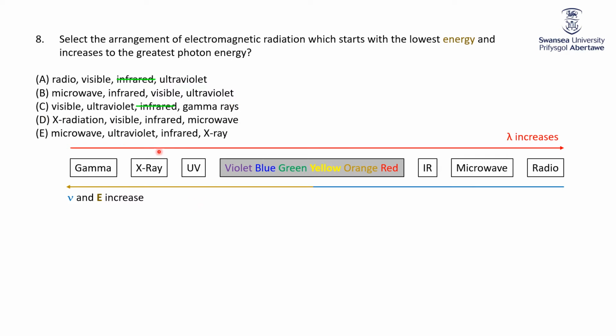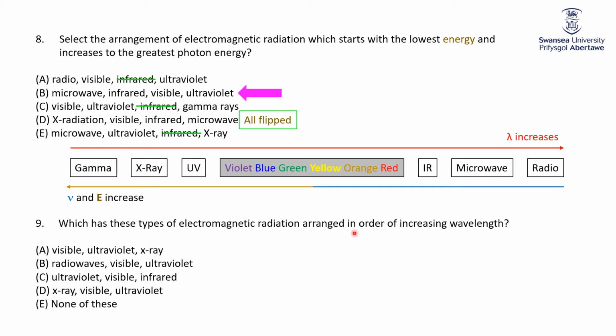Moving to C, we go visible, ultraviolet, infrared again, messing up, then gamma rays. D, we go X-ray, visible, infrared, microwave. That's actually flipped, isn't it? The wrong direction. And then this one here: microwave, that looks good, ultraviolet, that looks good, but again infrared, out of place. So the only one that correctly starts at the lowest energy of the ones listed, microwave, then infrared, then visible, then ultraviolet, is B.